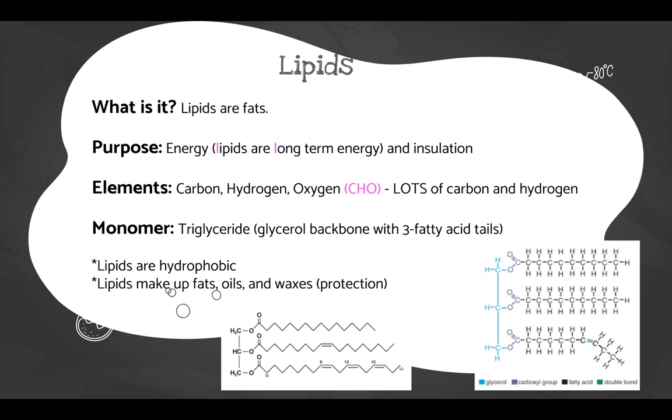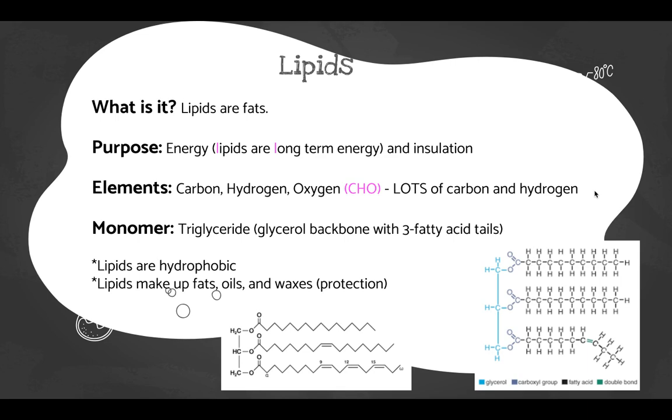Carbohydrates have a 1-to-2-to-1 ratio of carbon to hydrogen to oxygen. Here, we just have CHO, C-H-O. There's no special ratio, but you will find that there's a lot of carbon and a lot of hydrogen, and only a little bit of oxygen. So if you look at this picture here, you see that you have a couple oxygens here, but everything else is a C or an H. Everything else, there's so many of them, okay? There's no special ratio here.